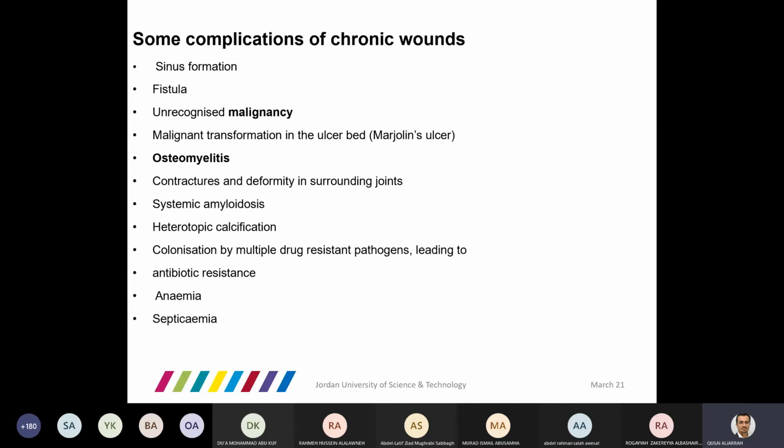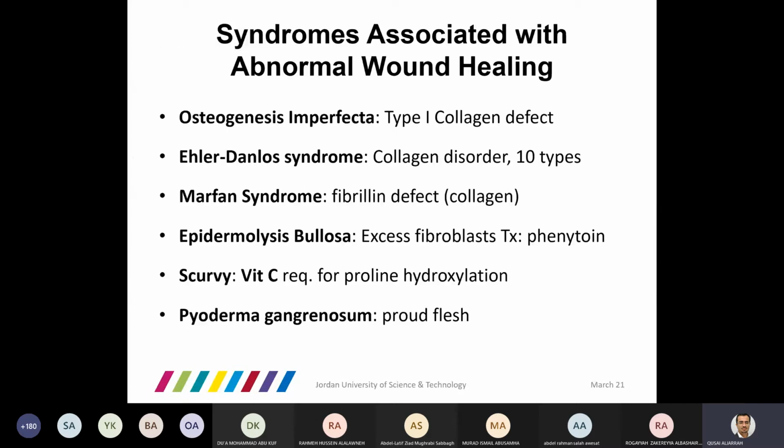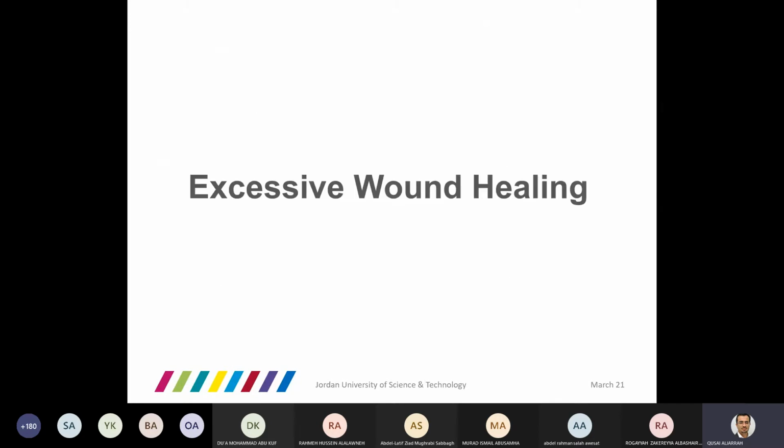Or if there's an unhealing wound despite addressing all the risk factors, يعني إذا عنده malnourishment, I gave him good nutrition. If the patient is diabetic, I controlled his diabetes, and the wound's still not healing, you should think of malignancy. High syndromes associated with abnormal wound healing, I will leave it for you to memorize and read.